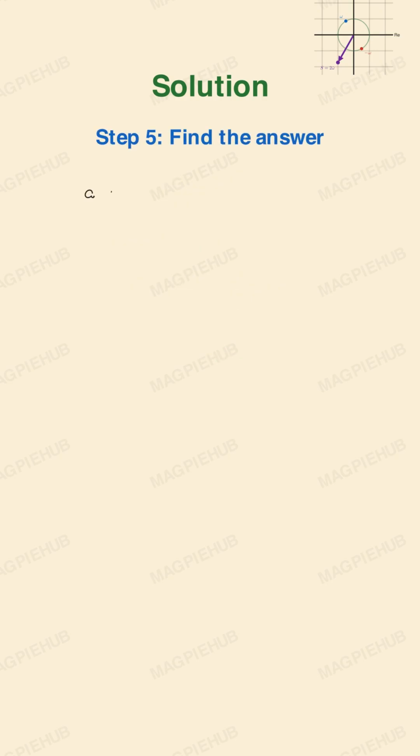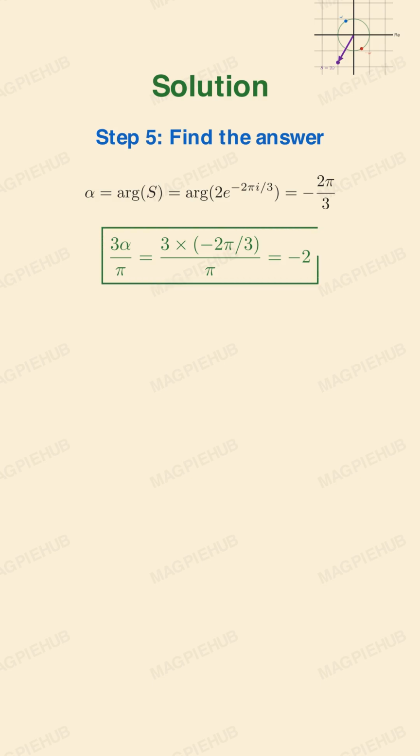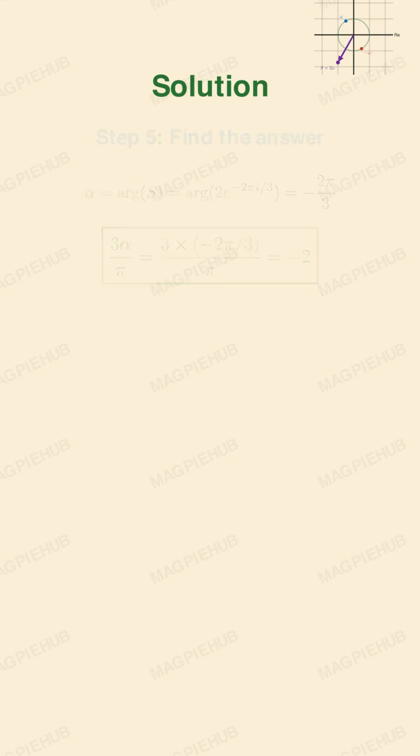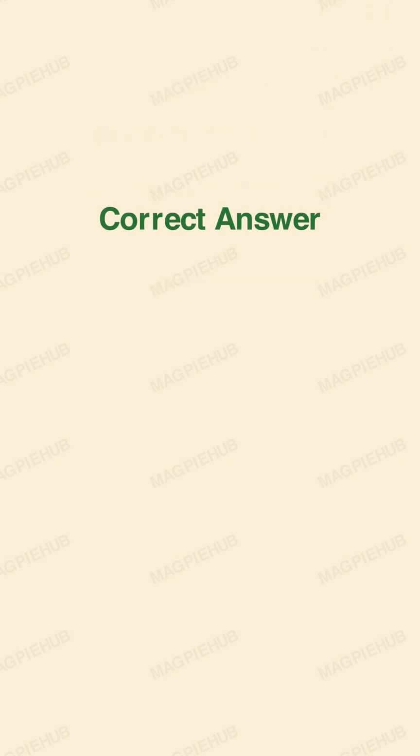Step 5. Find the answer. Alpha is the argument of S, which is the argument of 2e to the minus 2 pi i over 3. The modulus 2 does not affect the argument, so alpha equals minus 2 pi over 3. Therefore, 3 alpha over pi equals 3 times minus 2 pi over 3 divided by pi, which gives us minus 2. The correct answer is minus 2.